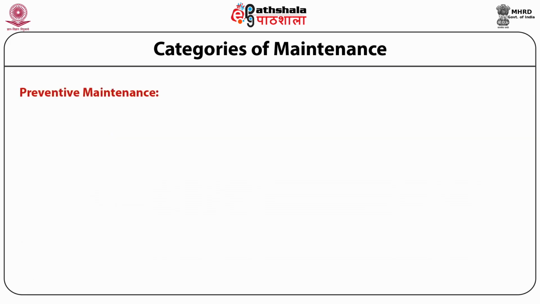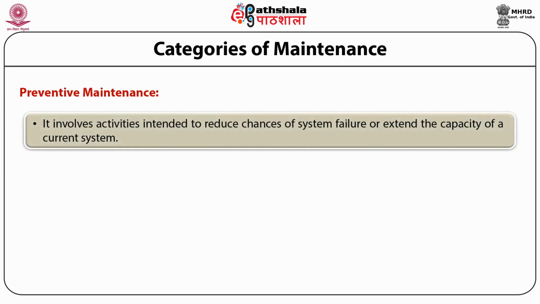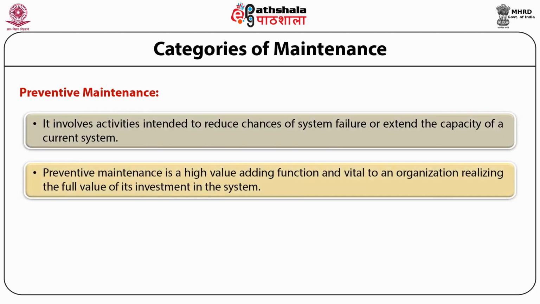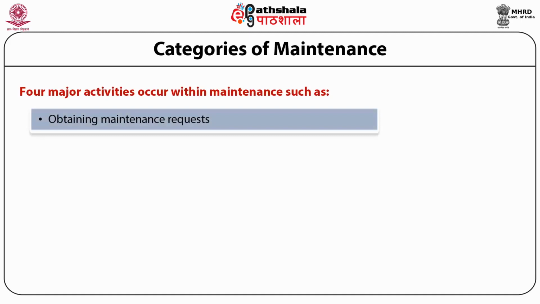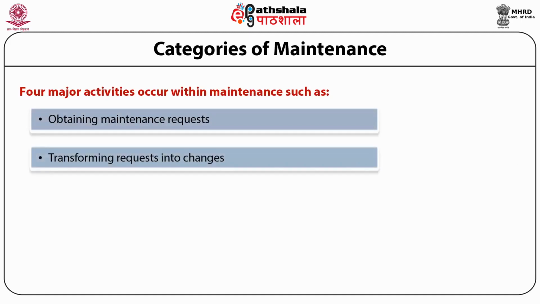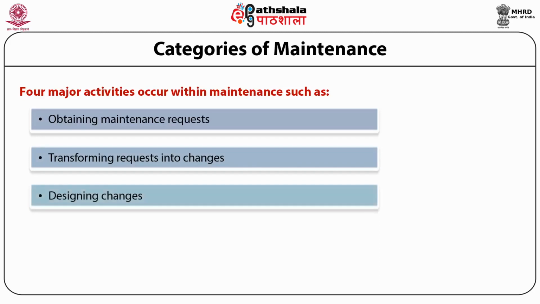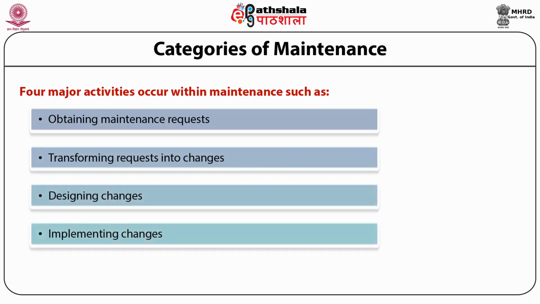Preventive maintenance. It involves activities intended to reduce chances of system failure or extend the capacity of a current system. Preventive maintenance is a high value adding function and vital to the organization realizing full value of the investment in the system. The major activities that occur within maintenance are obtaining the maintenance request, transforming request into changes, the designing changes, and the implementing changes.